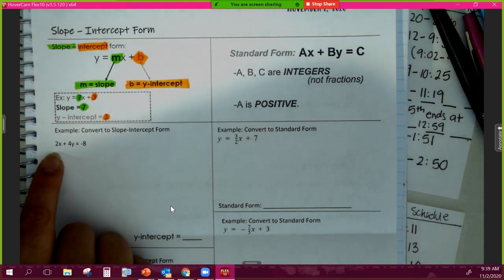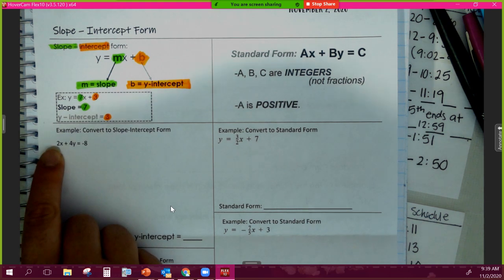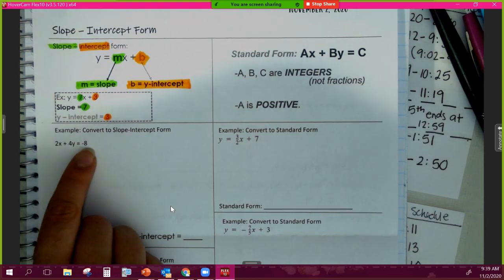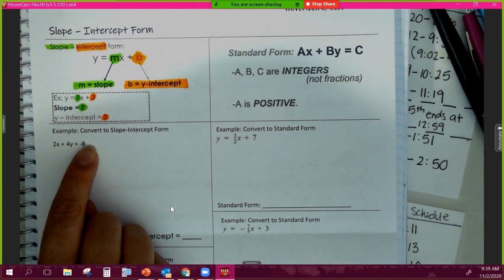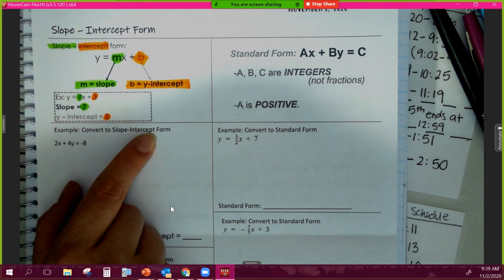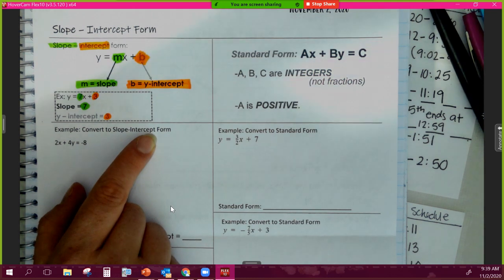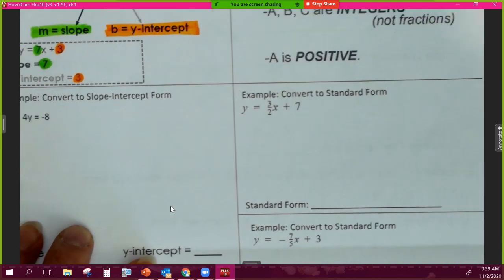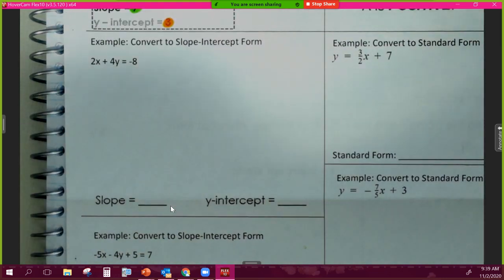So you can see that we're written in standard form. 2x plus 4y equals -8. Your slope is not 2, and your y-intercept is not -8. This is the wrong format to identify slope and y-intercept. So we have to take this format and convert it to slope-intercept. And then I will easily be able to see my slope and easily be able to see my y-intercept. Okay. All right, now to convert it, basically, you just got to solve for y, just like we did in the warm-up today.